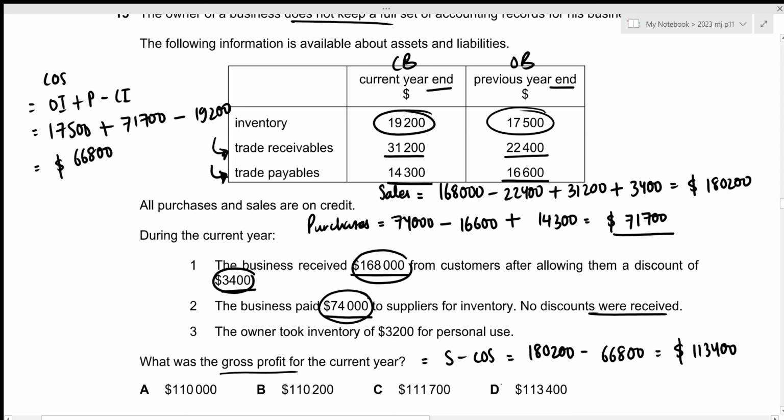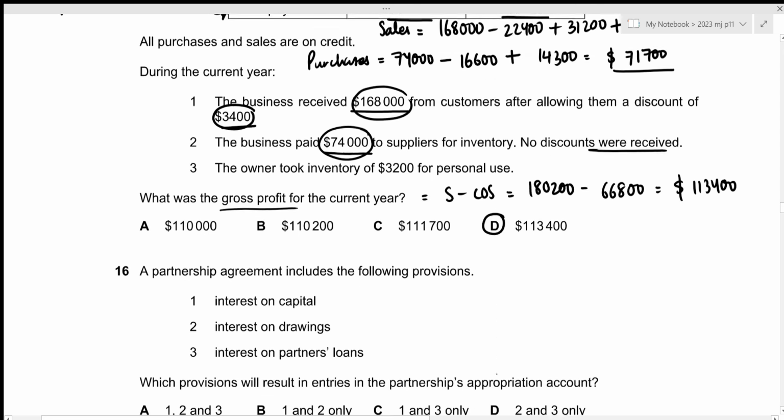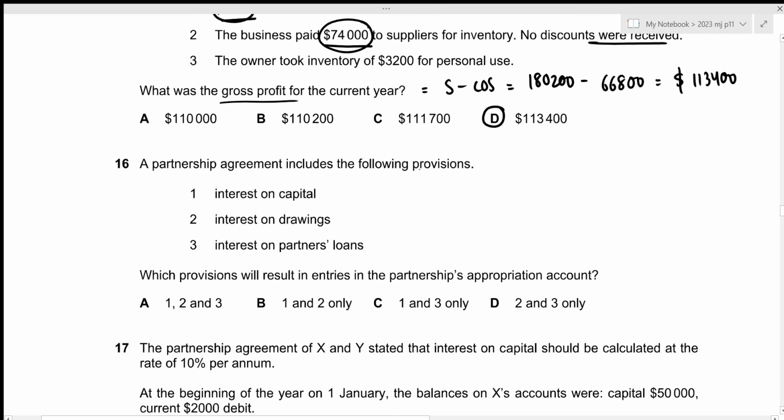Let's move towards the 16th question. A partnership agreement includes the following provisions. Which provisions will result in entries in the partnership's appropriation account? So interest on capital is subtracted in our appropriation account, so that's true. Interest on drawings is added to our appropriation account, that's true as well. Interest on partners' loans will already be adjusted in our statement of profit or loss, so this will not be included as part of our partnership's appropriation account. The correct answer is 1 and 2, which is given in option B.